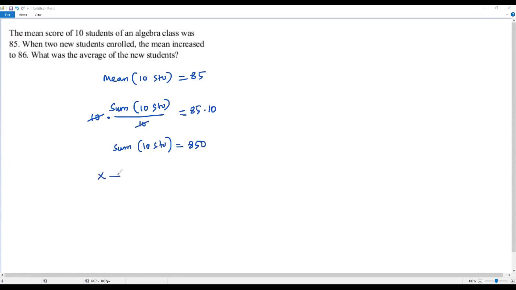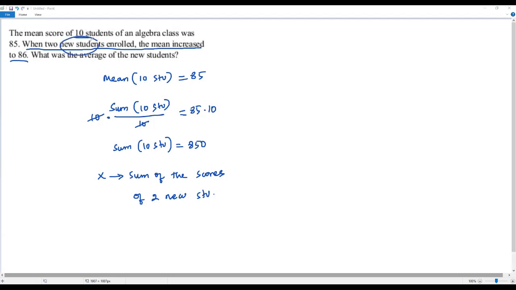Now let me assume x as the sum of the scores of the 2 new students. Let me write it. Now, let's consider the next piece of information. When 2 new students enrolled, the mean increased to 86. This says the mean score of 12 students is 86, that is the existing 10 students and the 2 new students.